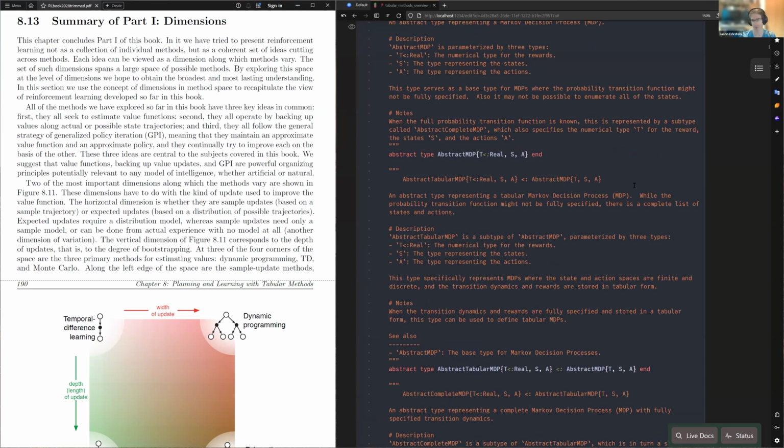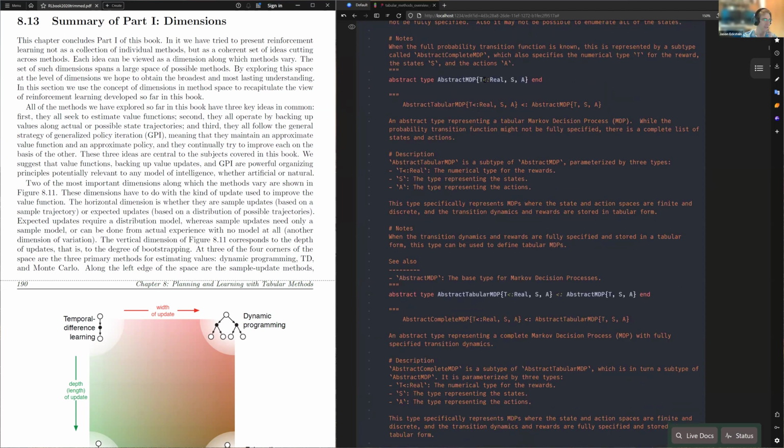Here I have some base types I've used, but in this case, for a Markov decision process, I have three type parameters that are essential for defining it. That would be the type of how the states are represented, how the actions are represented, and then some numerical type, which will be the reward values that are obtained.